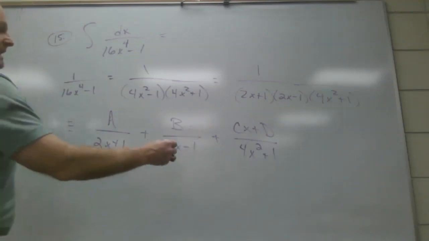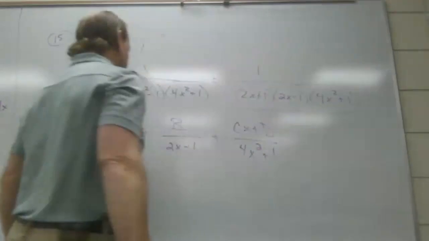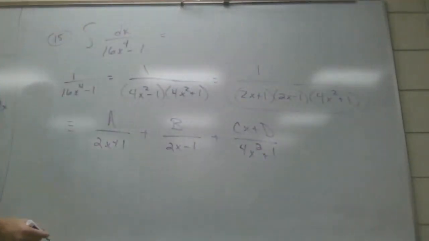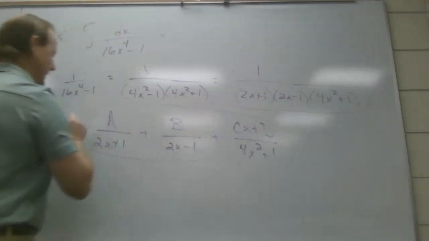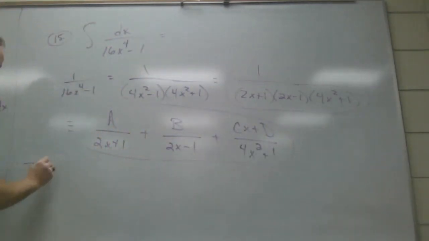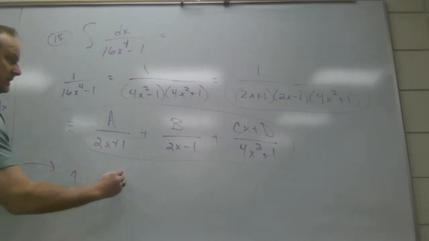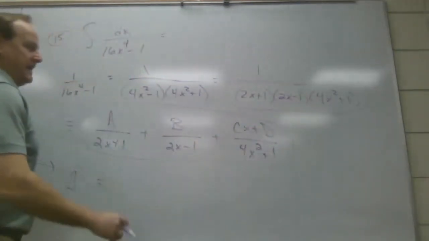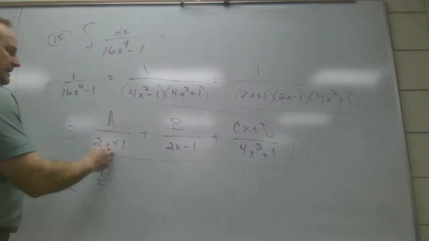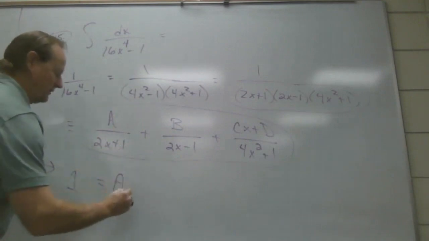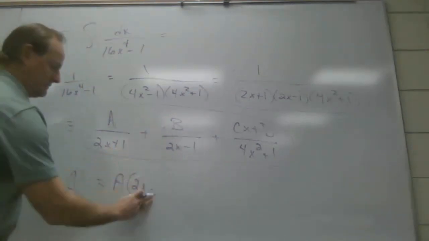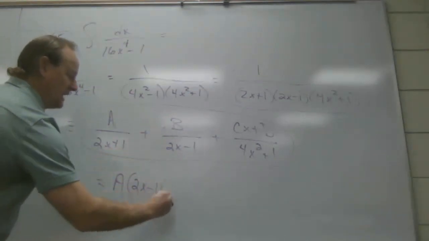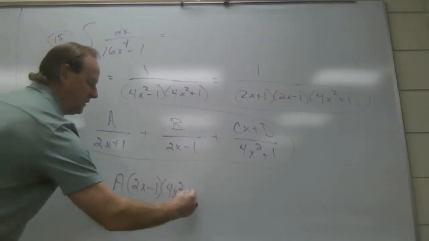And once again, what does that equal? That equals this right here. So what I could do is multiply both sides by the denominator. If I multiply that through, what do I get? I'm going to get 1 on the left. And then on the right side, the 2x plus 1s are going to cancel out. So I'm going to get A times, excuse me, that one cancels, so what's left is 2x minus 1 times 4x squared plus 1.